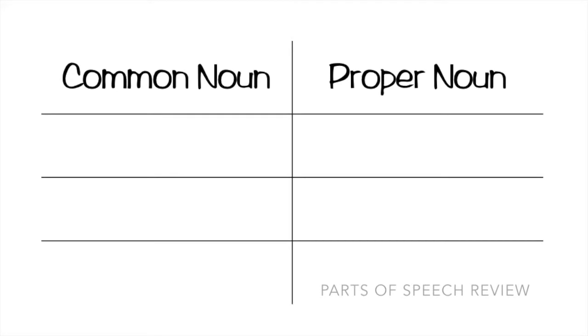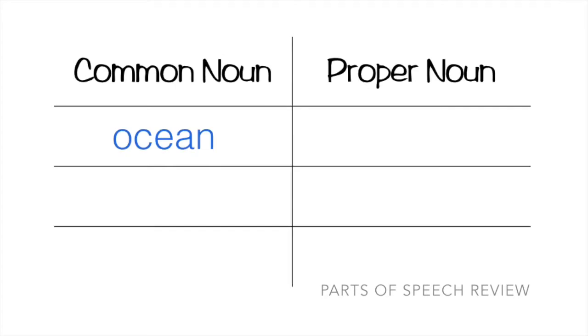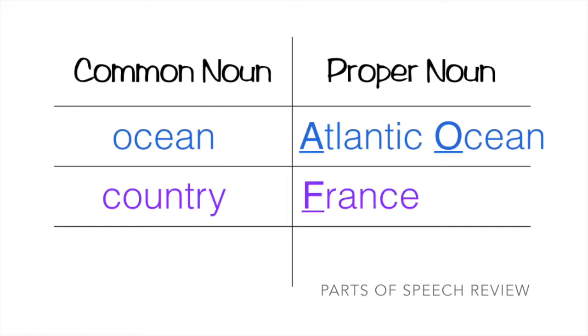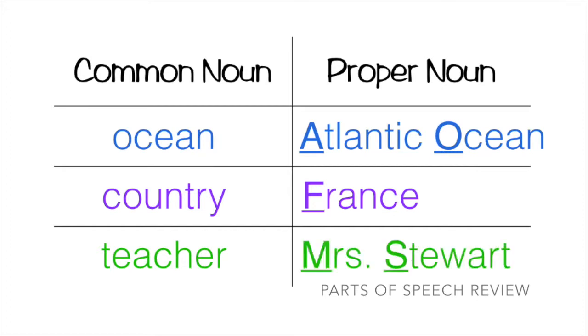Here's a chart to give an example of common and proper nouns. We have the common noun ocean, which can become a proper noun by naming a specific ocean, like Atlantic Ocean, where the first letters of Atlantic and ocean are capitalized. Another example of a common noun is country, but if we name a specific country, like France, it becomes a proper noun, where the F, which is the first letter, is capitalized. One more example could be teacher, which when we name a teacher, it becomes a proper noun, Mrs. Stewart. Notice how the first letter of each word that is a proper noun is capitalized.